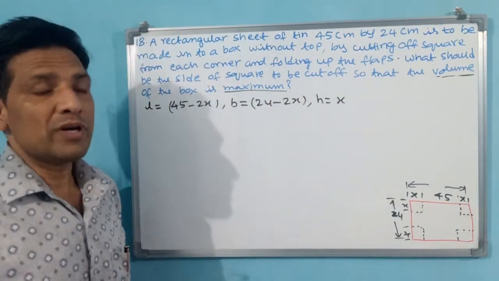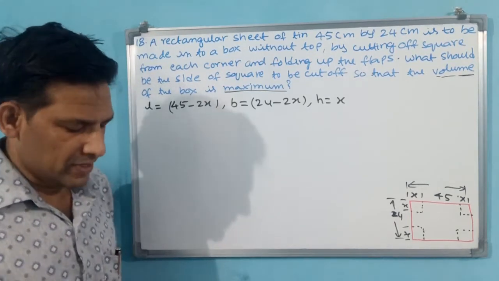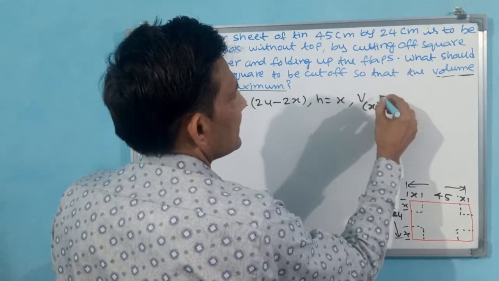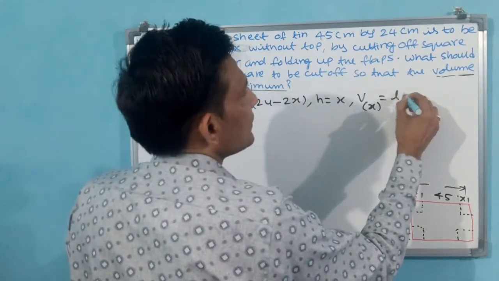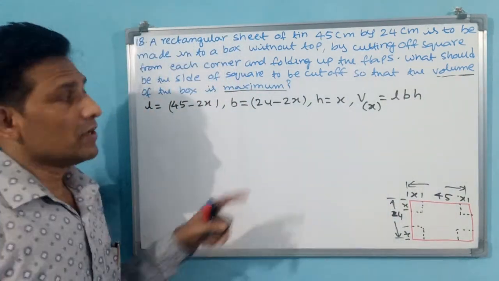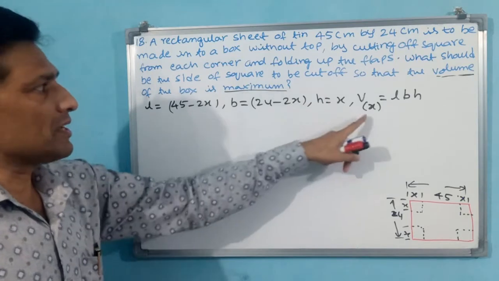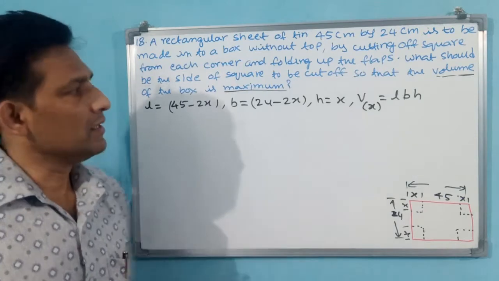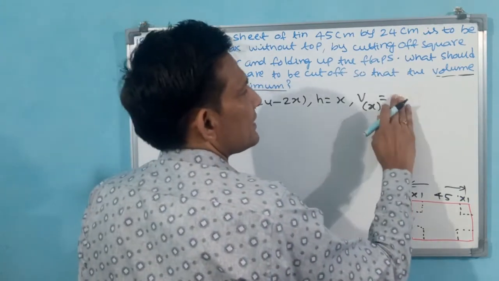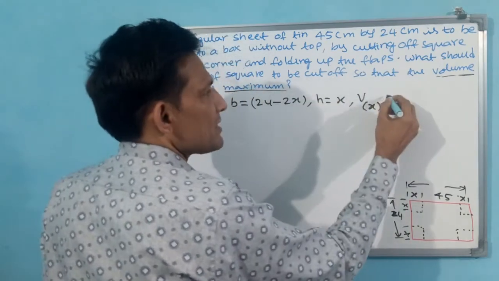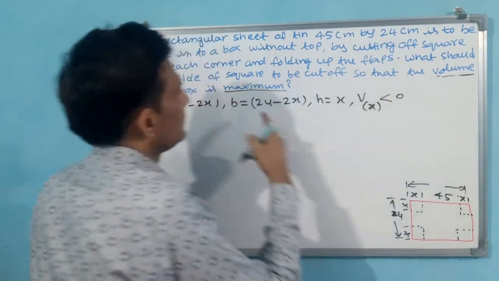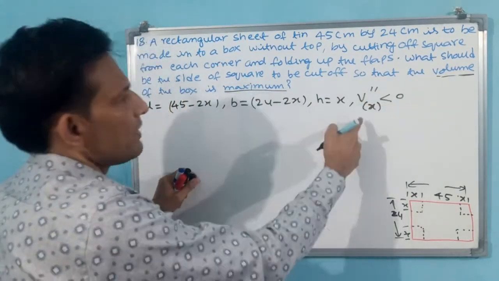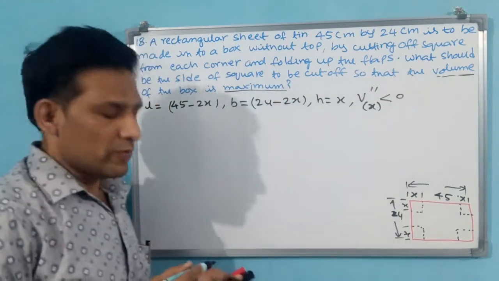Volume maximum means you have to write the volume as a function of x. You see how I am writing: V of x is equal to LBH. Why in terms of x? Because maximum is asked, so you have to check the double derivative. V double dash x should be less than 0. Then only the maximum value of volume will come.